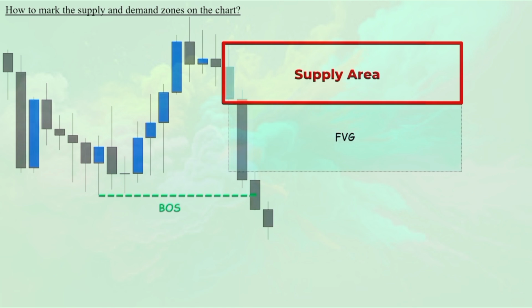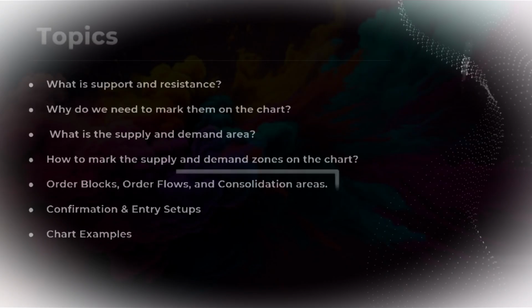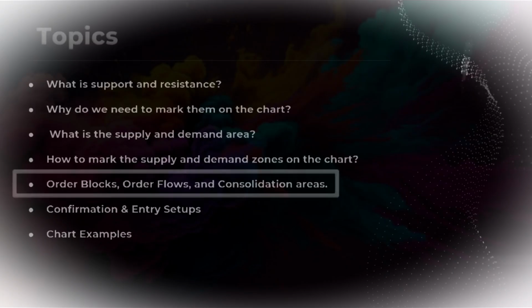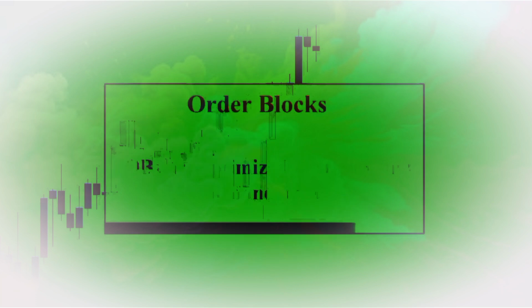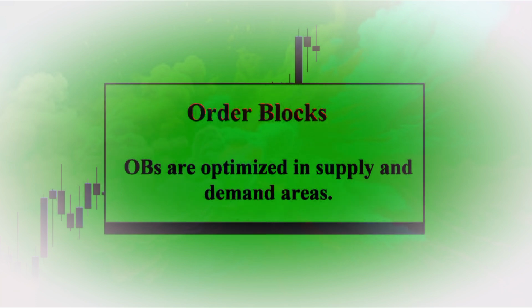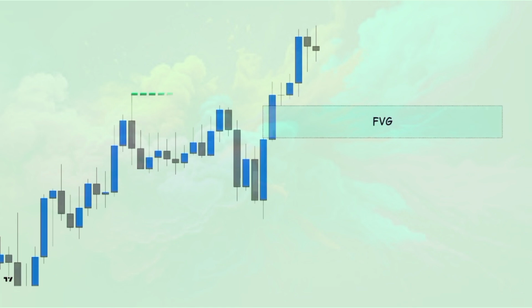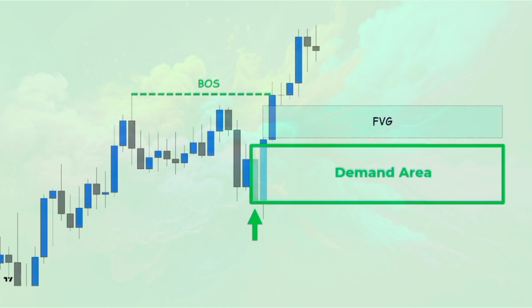Now we mark 3 types of supply and demand zones on the chart depending on the market structure formation. This includes order blocks, order flows, and consolidation areas. Order blocks are optimized supply and demand areas. Here we have an aggressive buying with clear fair value gaps leading to a break of structure. This is the latest candle that created the fair value gaps, so we draw it in.